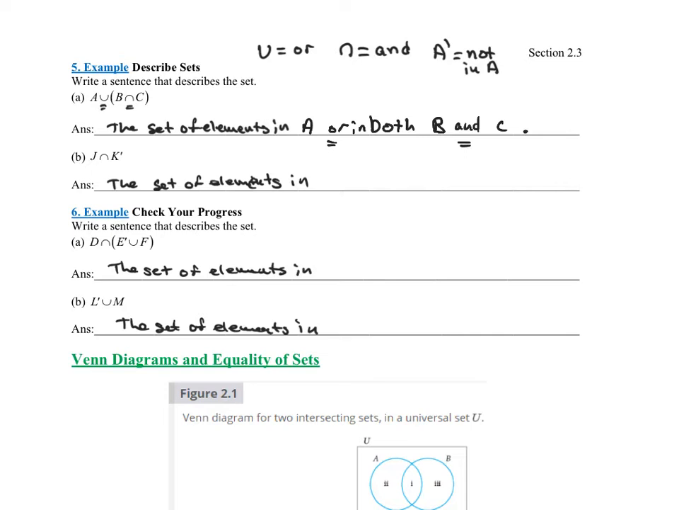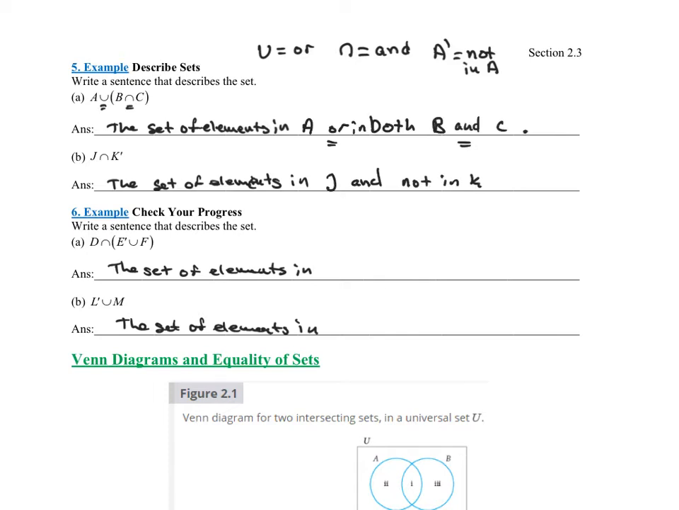Let's look at the next one. It says J intersect K complement. So it means it's the set of elements in J, and then intersection is the word and. K complement, remember, K complement we would say as not in K.